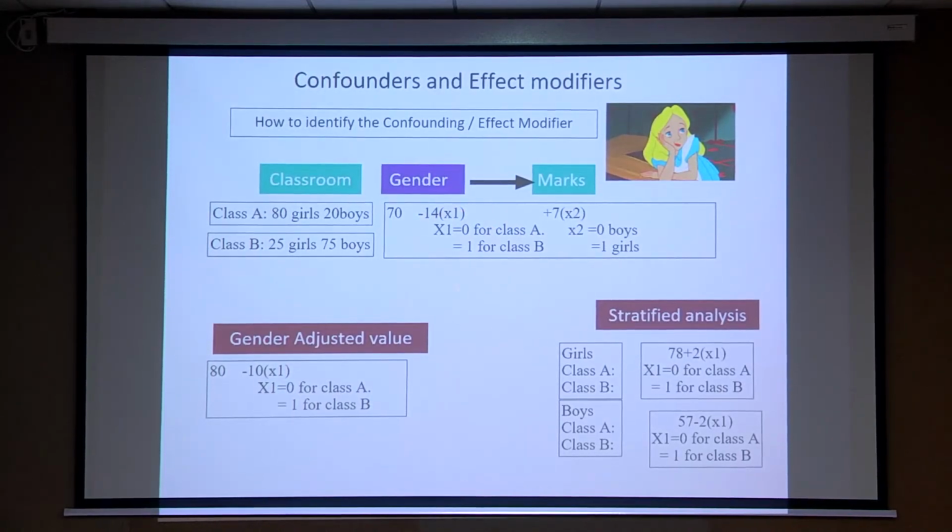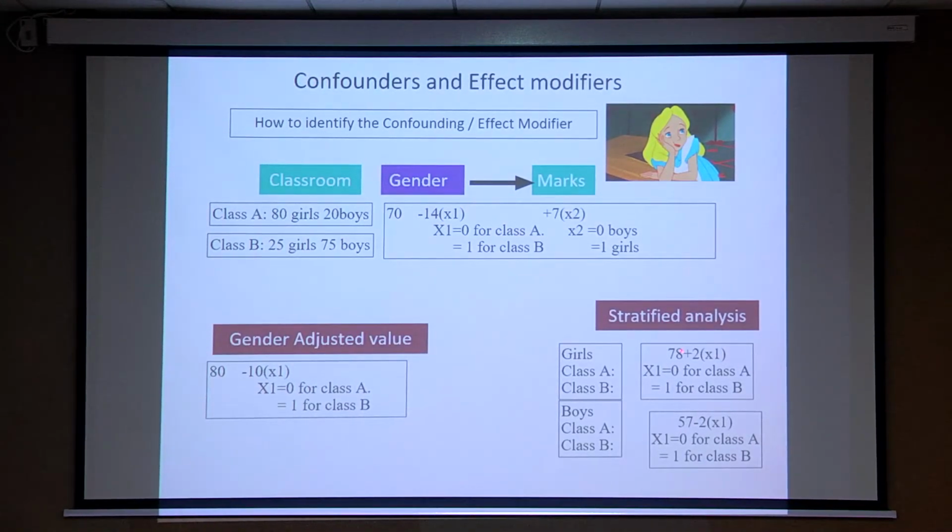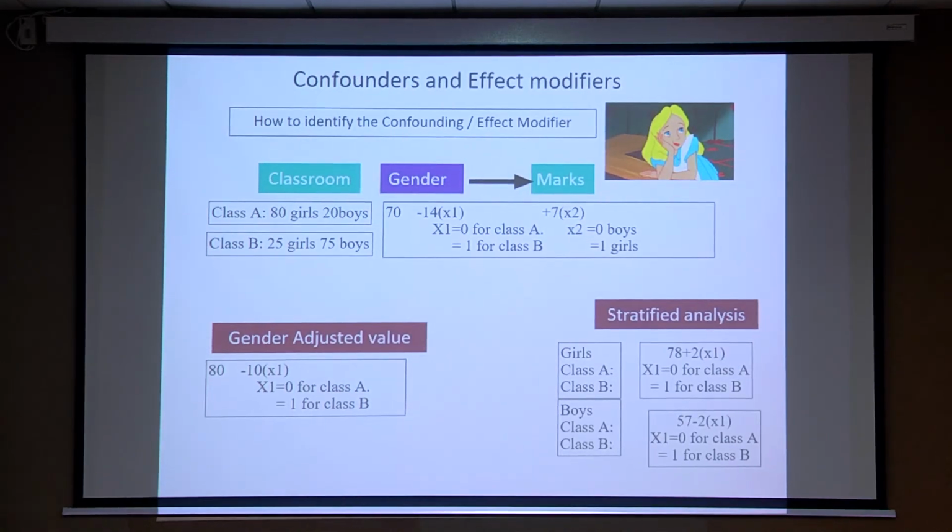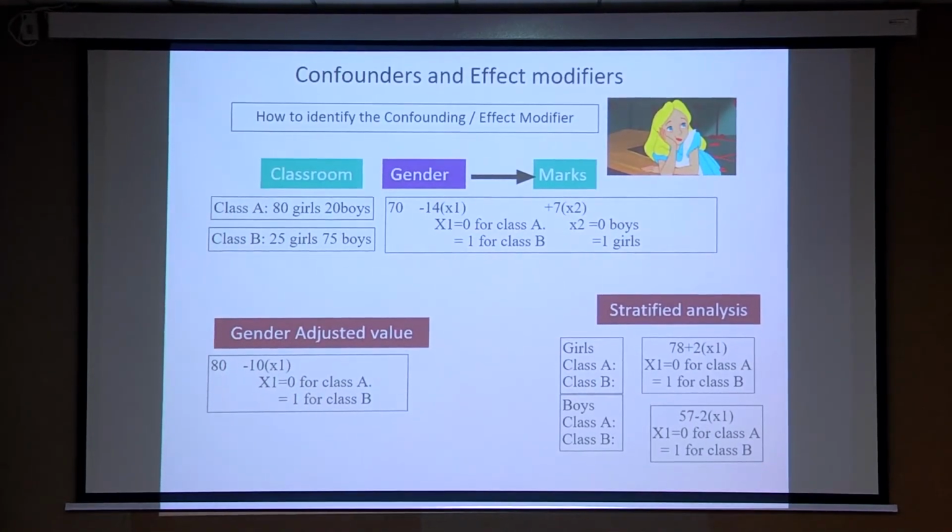Stratified analysis. You take class girls, then class A, class B, or you can take boys and then class A, class B. Stratified analysis. So you do class A, class B analysis in each gender, boys and girls. Look at here, it is 78 here and it is 57. That means gender is a compounding factor. If the stratification doesn't have dissimilar results, then gender has no effect.